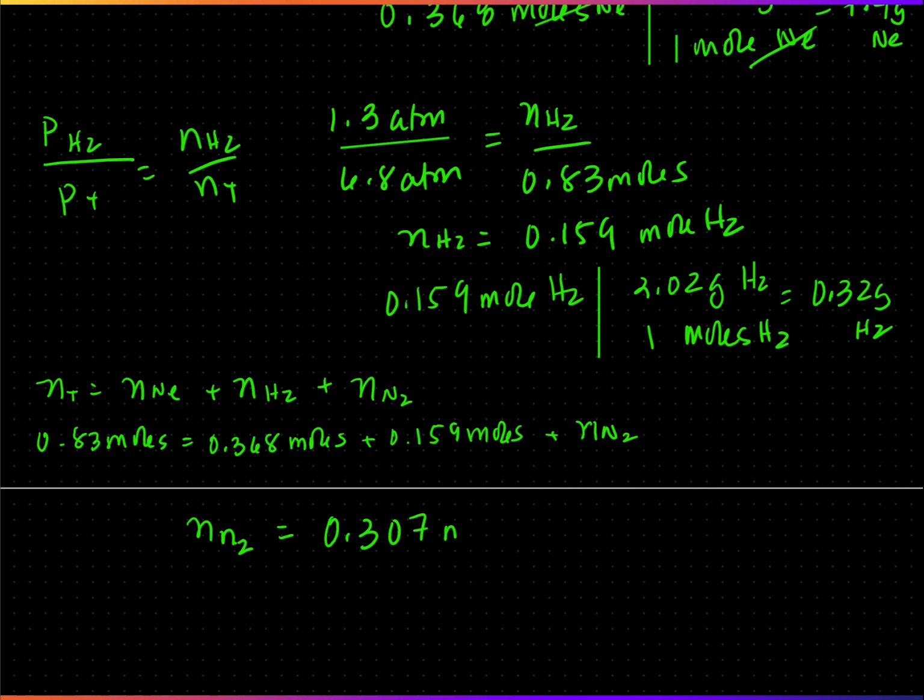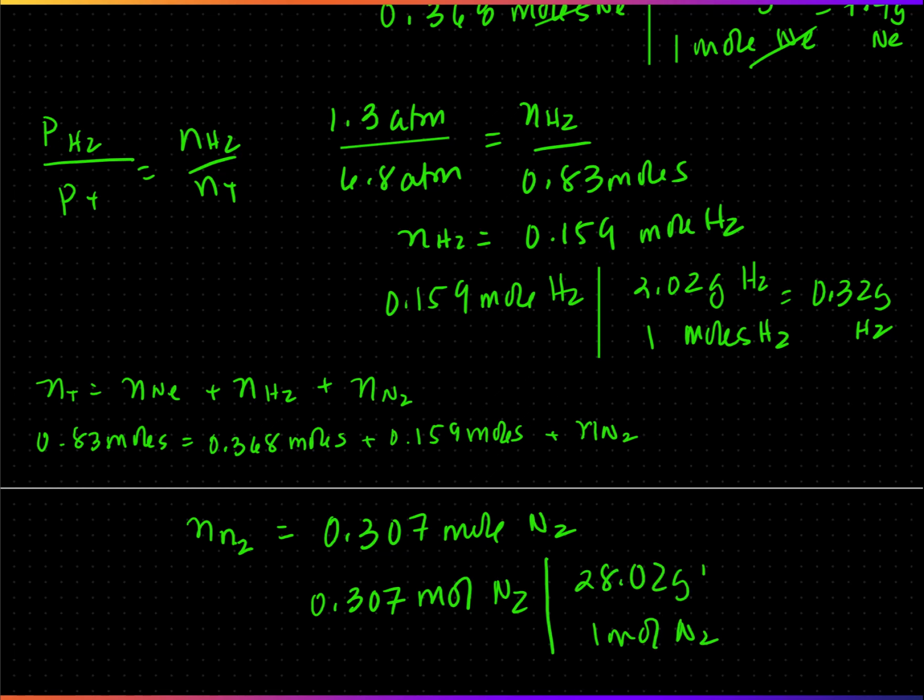So the moles of nitrogen is approximately 0.307 moles of nitrogen. We don't want the moles, we want the mass, so we need to do molar mass. Nitrogen, diagonal is 1 mole of nitrogen because diagonal units have to cancel out. There's 28.02 grams of nitrogen, and so this is equal to 8.6 grams of nitrogen.